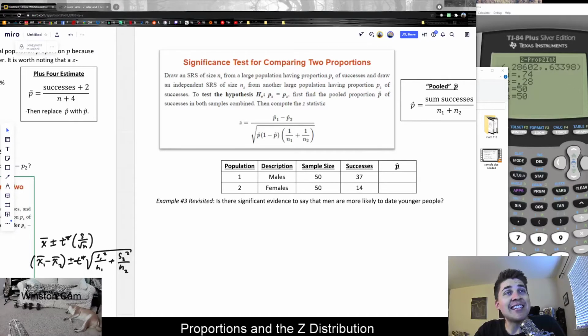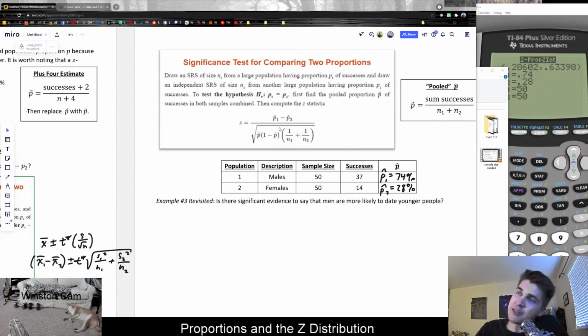Last up is a significance test to compare two proportions. So looking at the same example from before where we asked men and women if they were willing to date younger people, and we had a certain number of successes where P1 hat and P2 hat were 74% and 28% respectively. And let's say we wanted to know, is there significant evidence to say that men are more likely to date younger people? And as we talked about, there is probably strong evidence, but what's our p-value? And again, how would we go through calculating that p-value?